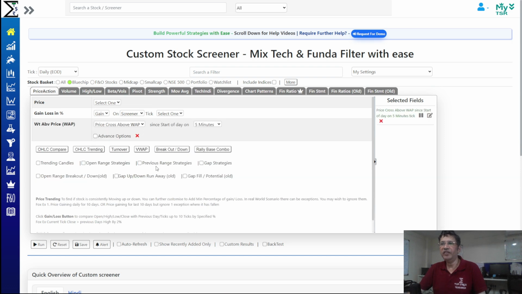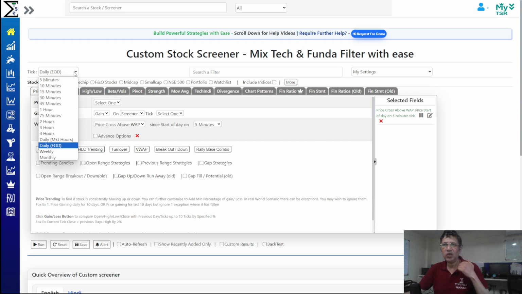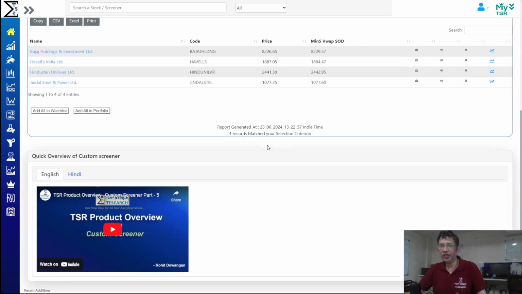Over here you have VWAP. When you click on VWAP, the default option is price cross above VWAP. What we also do here is change the tick to 5 minutes. Of course, you can retain the tick to EOD, but since it is start of the day, EOD will give you 1 point. So taking it to 5 minutes will give you more points throughout the day.